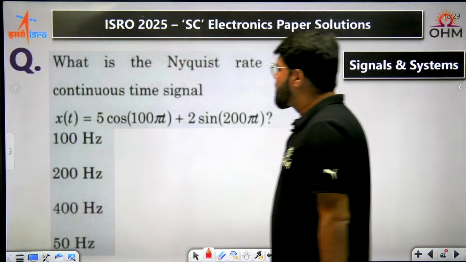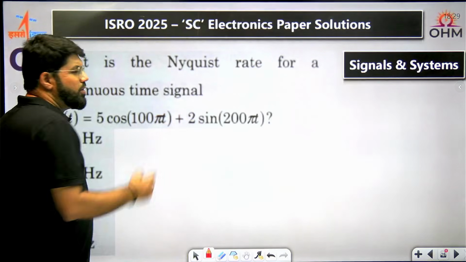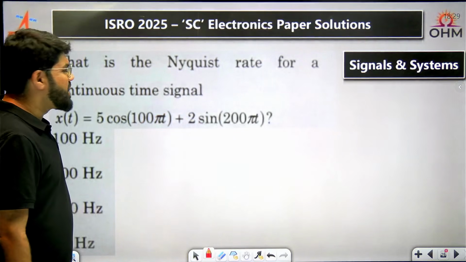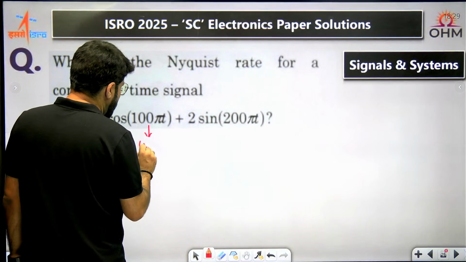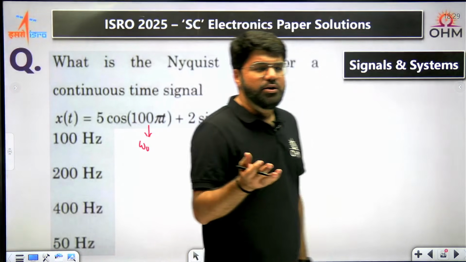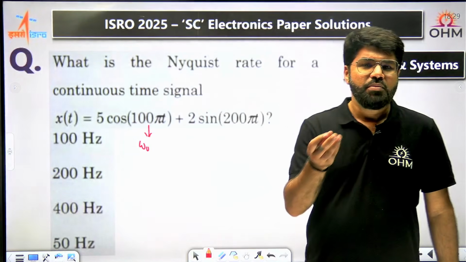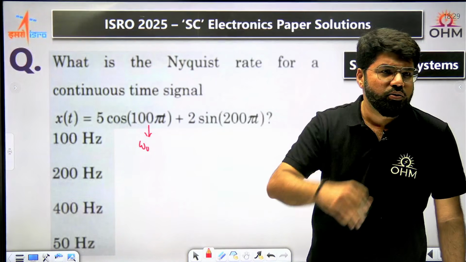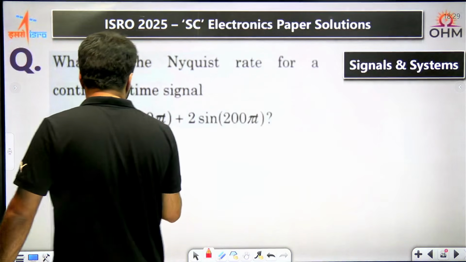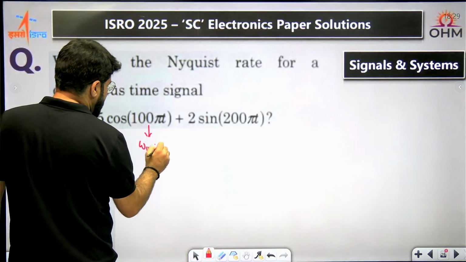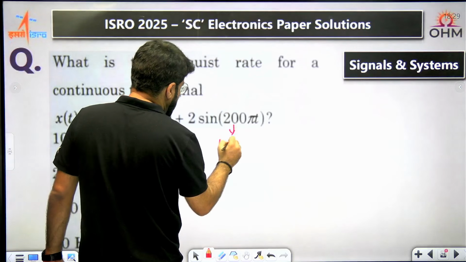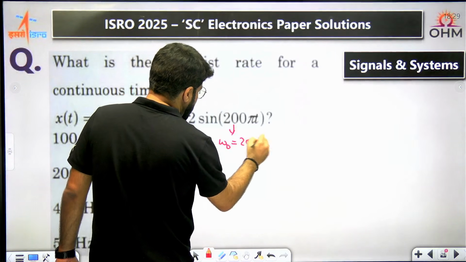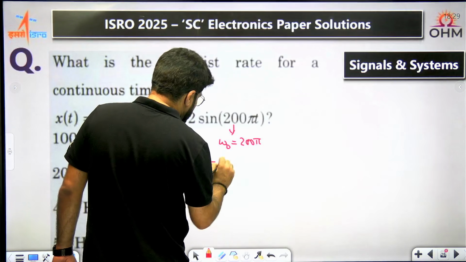What is the Nyquist rate for the continuous time signal? Sinusoids are given. So what is the highest frequency component of the sinusoid? Sinusoids are single tone components. When you see the spectrum, only one frequency corresponding to the fundamental frequency will come up. So what is the omega naught for the first term? 100 pi. For the second sinusoid given, the omega naught is 200 pi. So what is the highest frequency component of the signal?